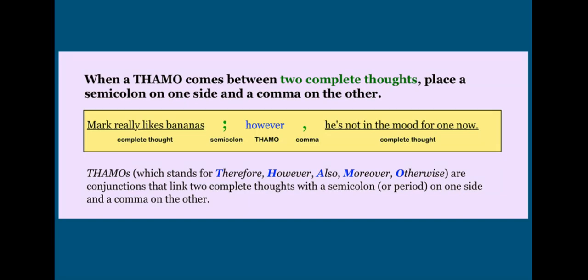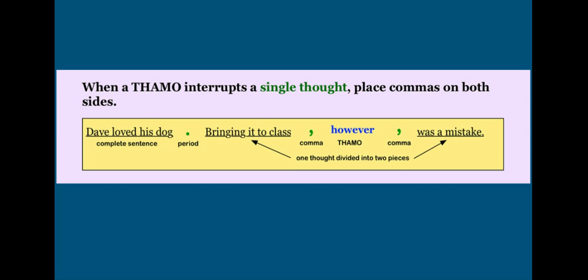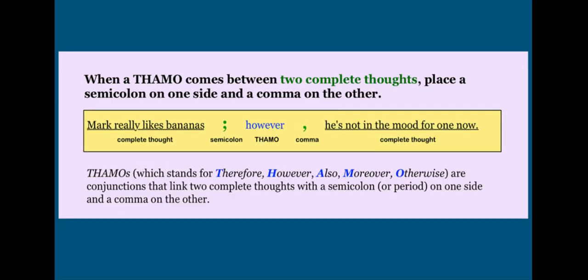Now, when you are working on your practice today for NoRedInk, there's 2 different ways to use a THAMO. Sometimes they can interrupt one complete thought, and sometimes they can interrupt 2 complete thoughts. When you have 2 complete thoughts, such as Mark really likes bananas, one thought, he's not in the mood for one now, another thought, the THAMO is used in the middle, and before it comes a semicolon.